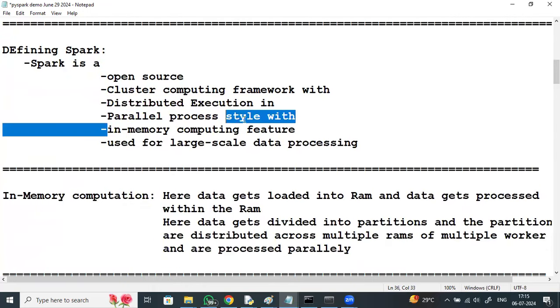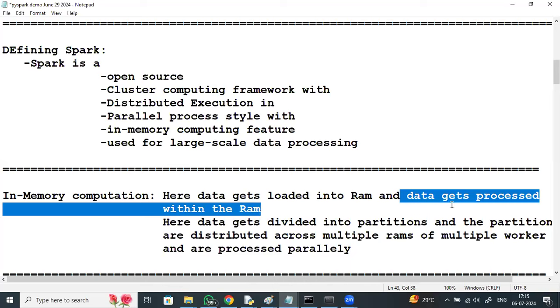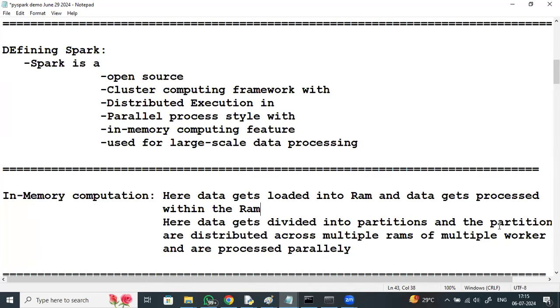In-memory computation means data gets loaded into RAM and data gets processed within the RAM. That's why here you need to maintain huge RAMs. Big data involves a huge amount of data, bigger data sets. For example, I've got 10 systems, each system with 64 GB RAM. What is the total RAM capacity? 640 GB, right?